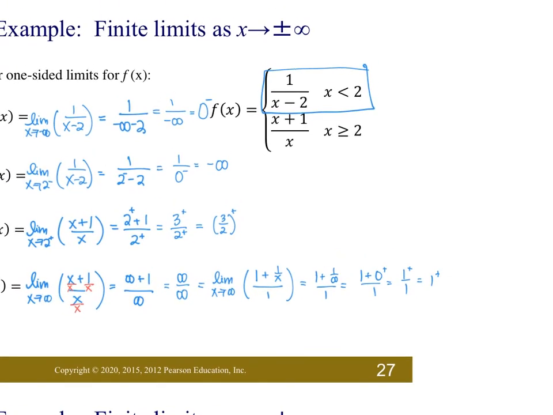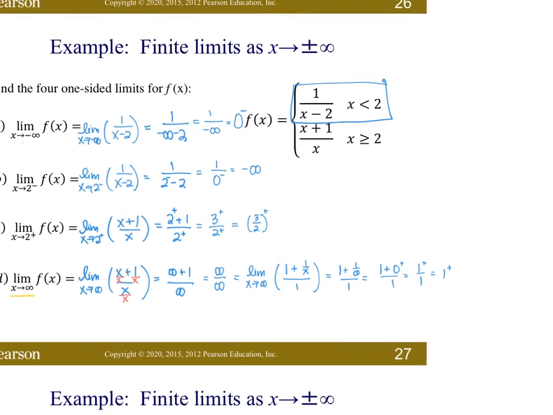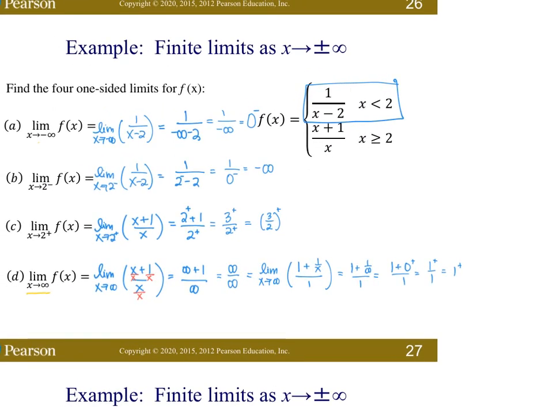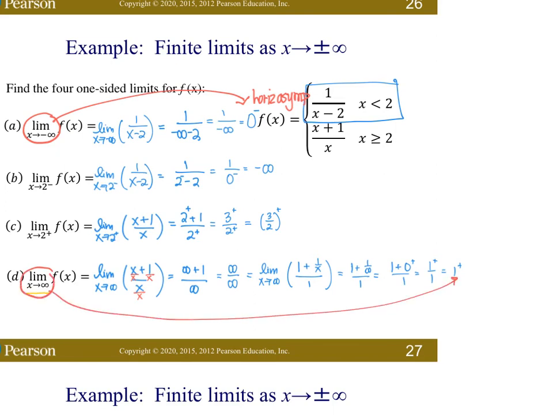So what does all of that mean? Because I got 4 different results. Approaching negative infinity, and I got that, means I have a horizontal asymptote at 0. Approaching positive infinity, getting this number, means I have another horizontal asymptote at 1.